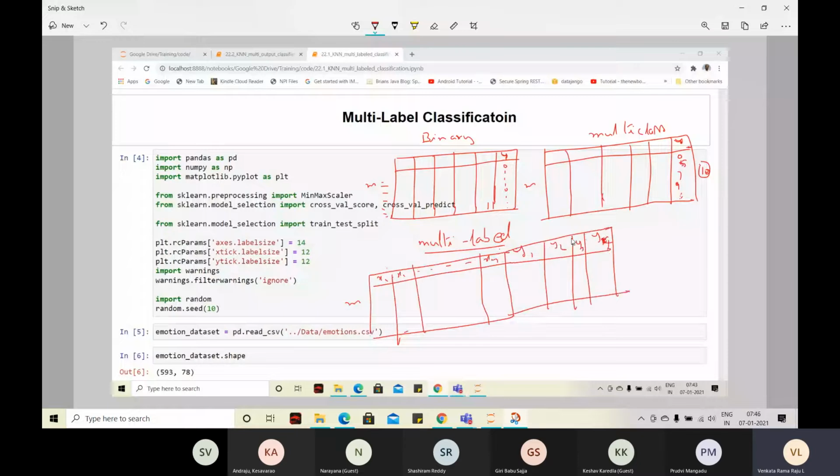In this particular problem, I have taken the emotions data set. In there we have 6 y variables, y5 and y6. Each y will have either 0 or 1. Each y is a binary class classification problem. This is multi-label. So far, is it good? Any questions?